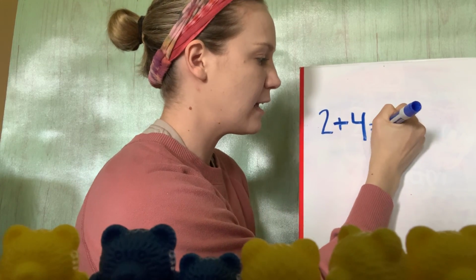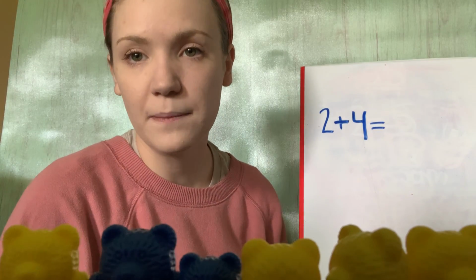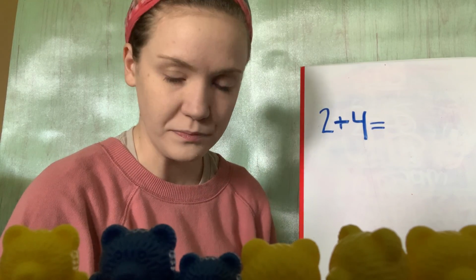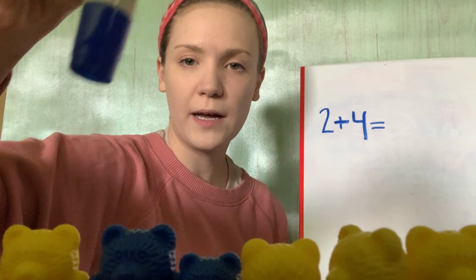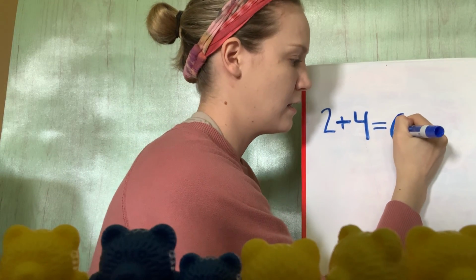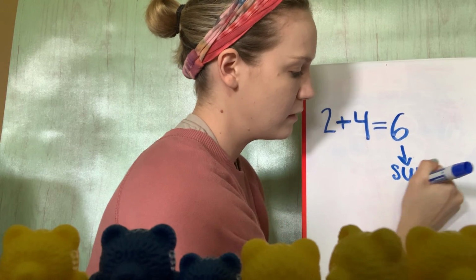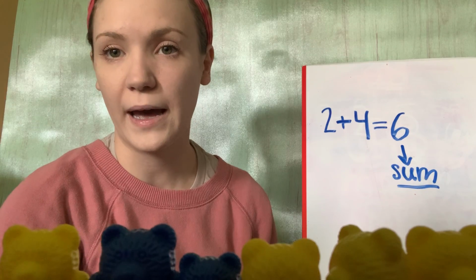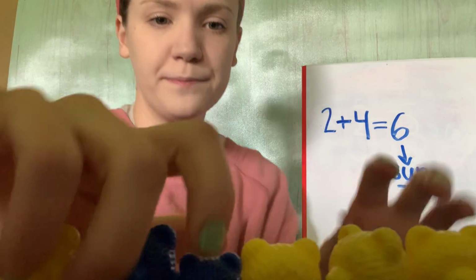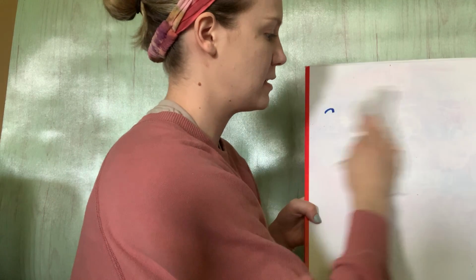Now we want to see what that equals, right? Because we want to know how many bears we have all together. So we're trying to come up with our sum. Let's count them all together. Ready? 1, 2, 3, 4, 5, 6. So 6 is going to be our, do you remember that word? Sum. Okay, let's do one more, and then I will show you what your math worksheet is.